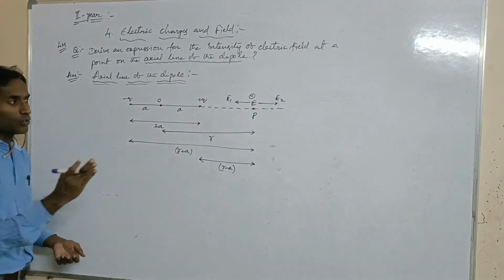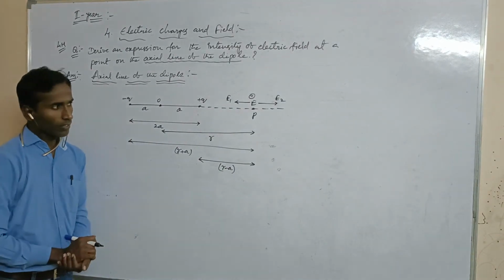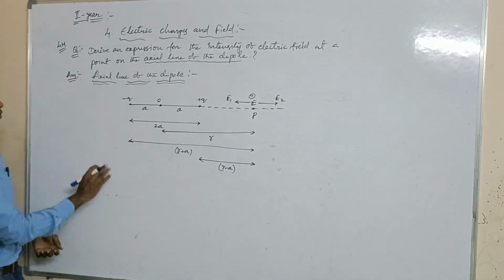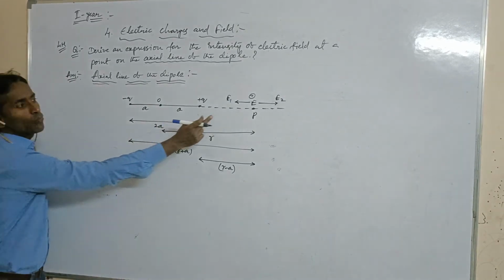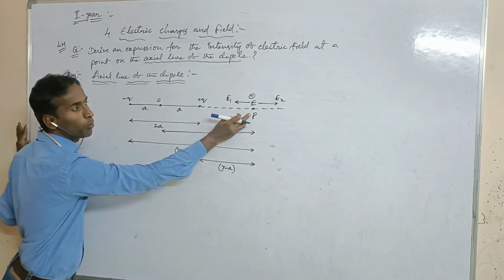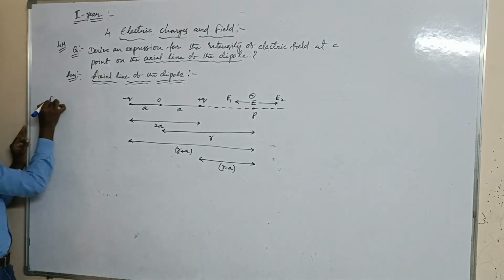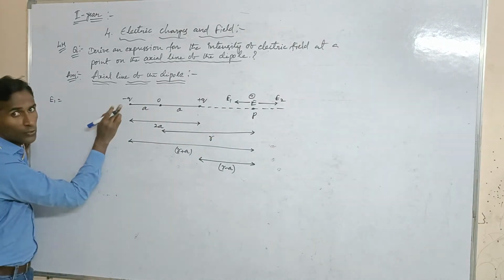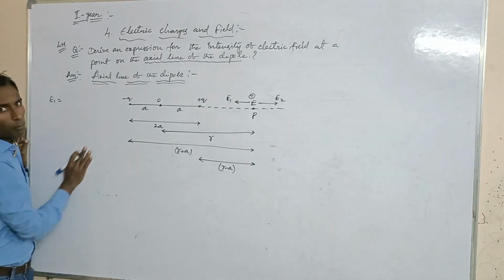Okay sir, I think everyone understood this diagram. Okay, and now we have to take here, what is that formula sir? We have to find out the intensity of electric field at point P, that is E1, due to the charge minus Q.